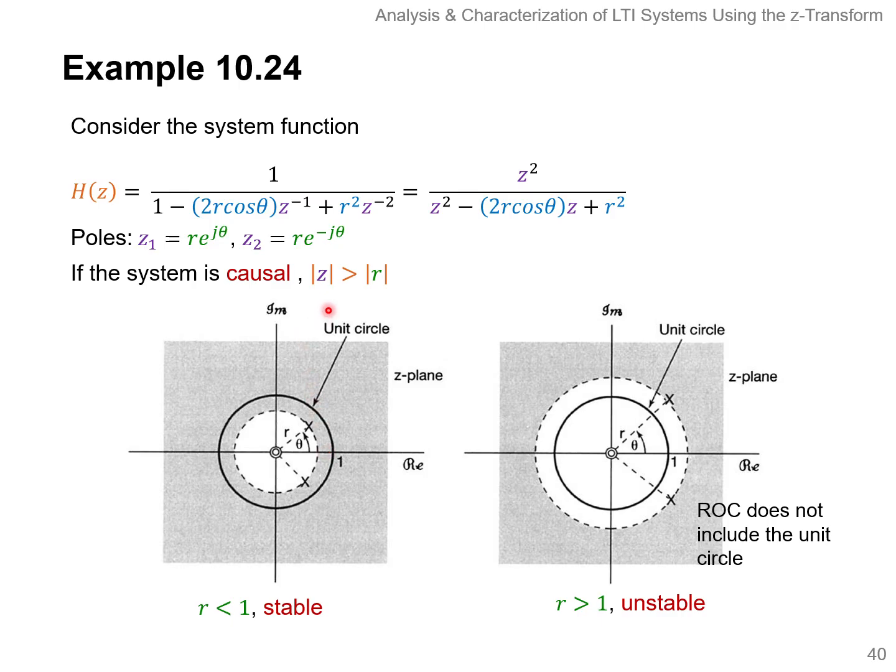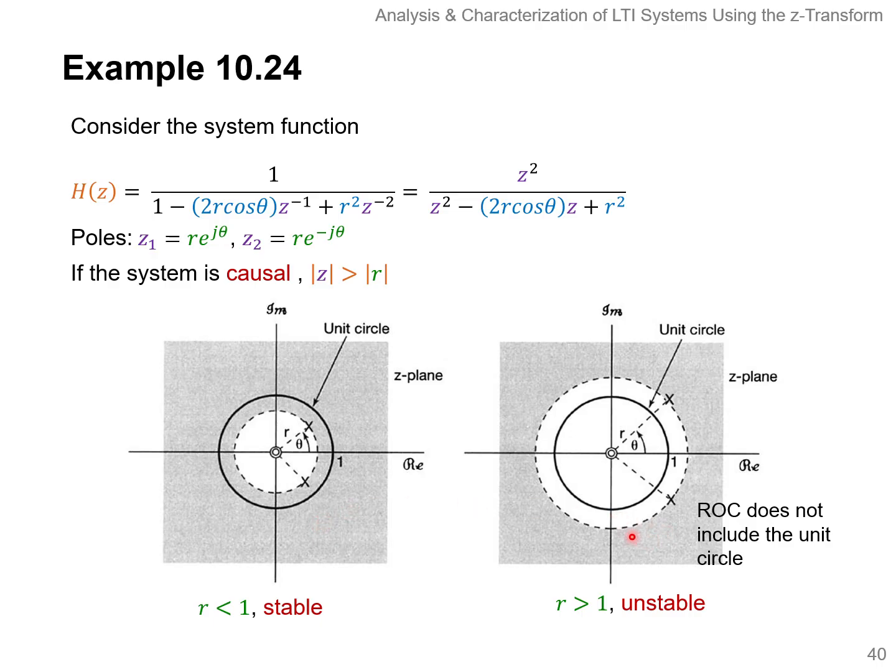If the system is causal, the ROC is outside the circle with radius r. This means the shaded region is outside the pole circle. Now we check stability. A system is stable only if the unit circle is inside the ROC. So if r is smaller than 1, the poles are inside the unit circle. The ROC is outside the poles and includes the unit circle, so the system is causal and stable.